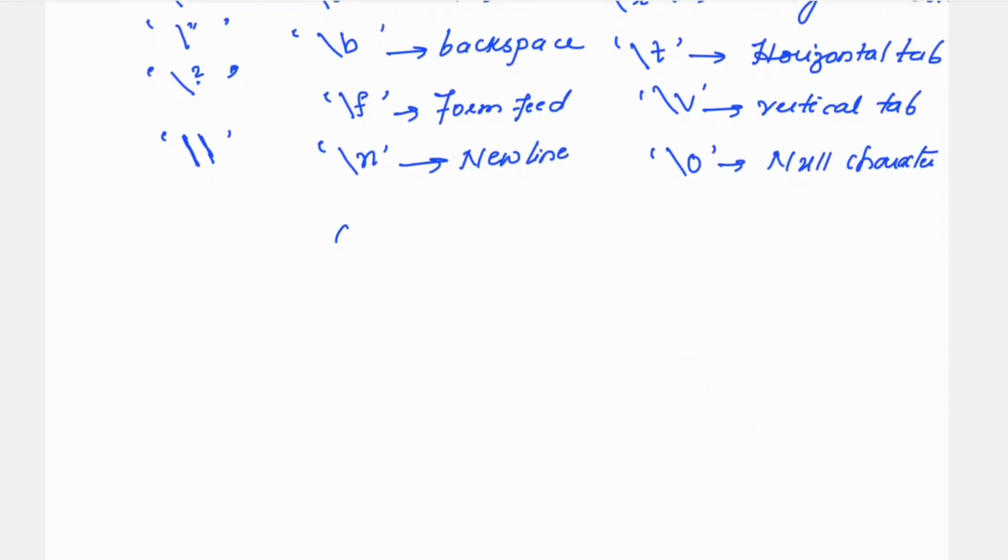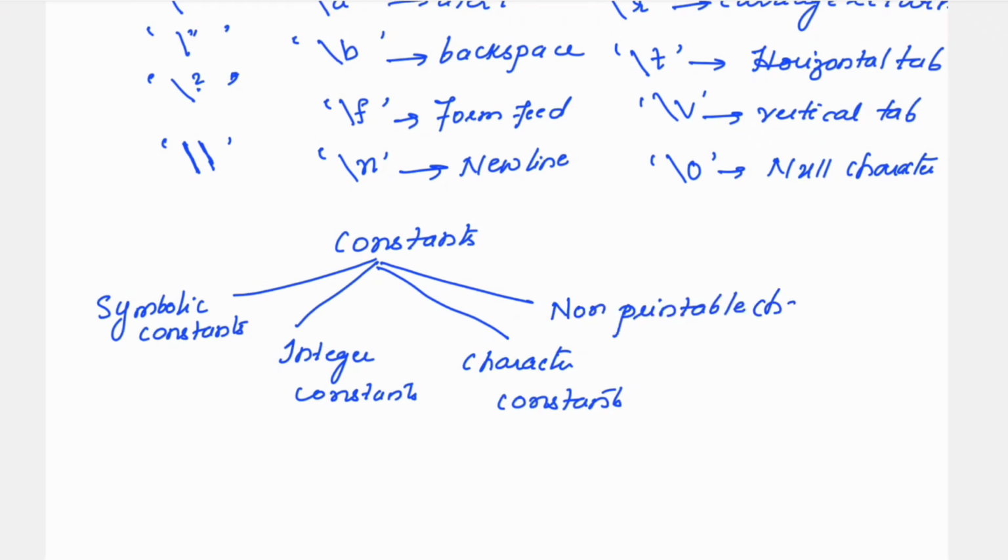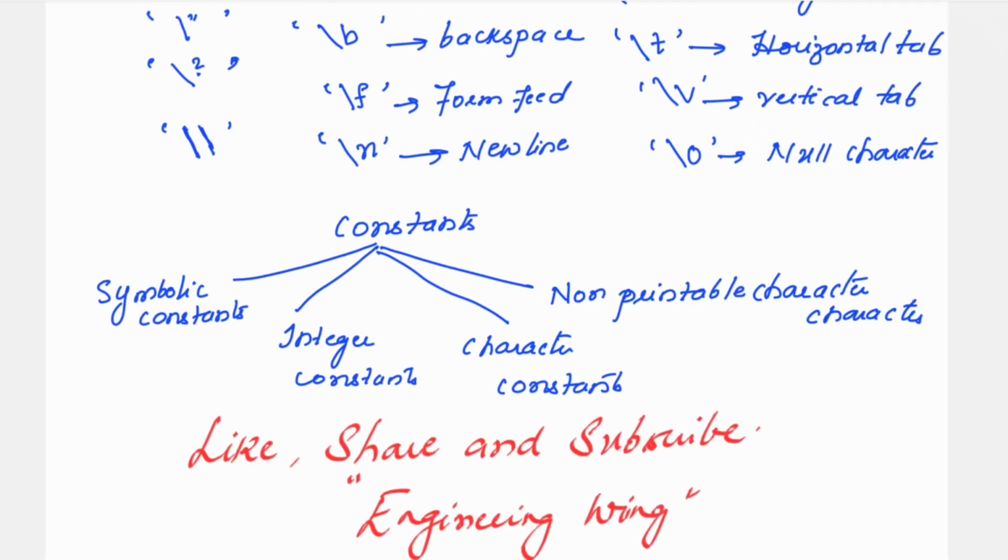Finally, you can say that though we started with the two major categories of constants, remember, you can even include the other two, which is what? Symbolic constants. This is what I explained. The main two categories: integer constants, character constants, and non-printable character constants. This is all about the constants in this session.